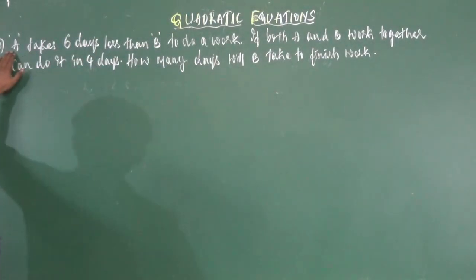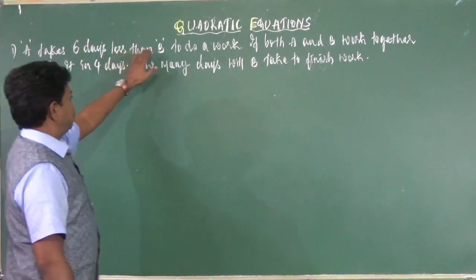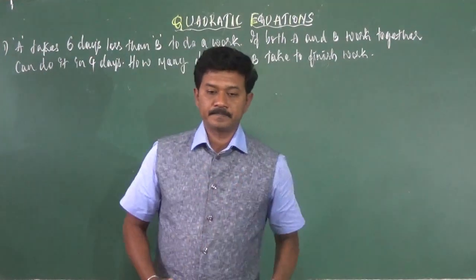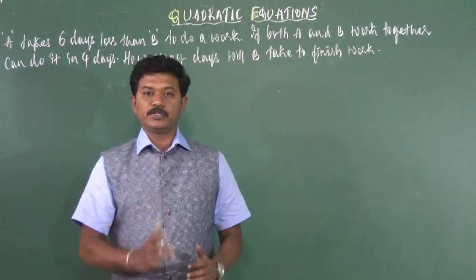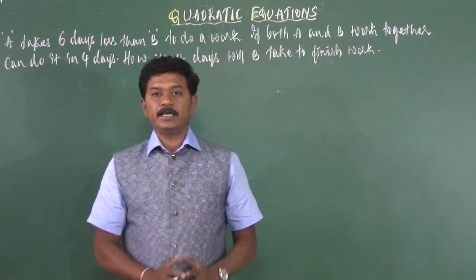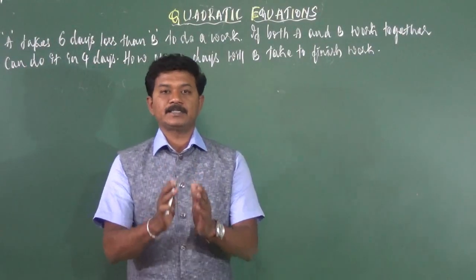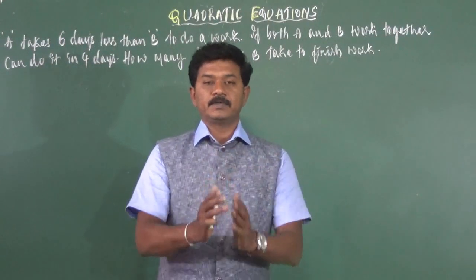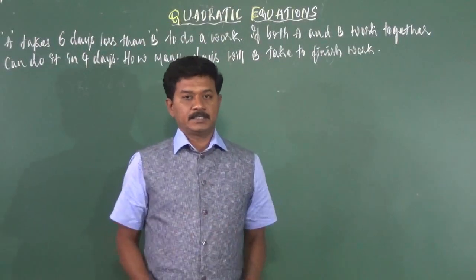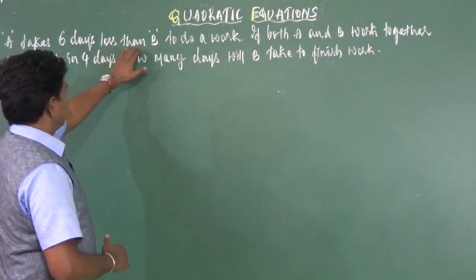So there are 2 characters, one is A, another is B. A takes 6 days less than B to do a work. So one particular work is there. A is allowed to do the work individually. The work is completed. The same type of work is allotted to B again. So B is going to do the work individually. So the number of days taken by A to complete the work and B to complete the work is not the same, it differs, right? That is what he is saying here. So A takes 6 days less than B to do a work.